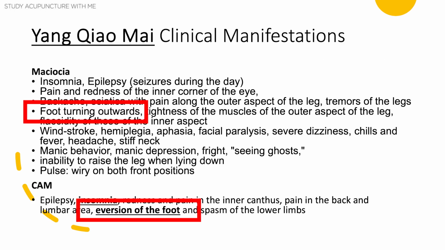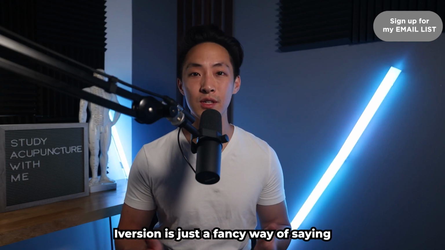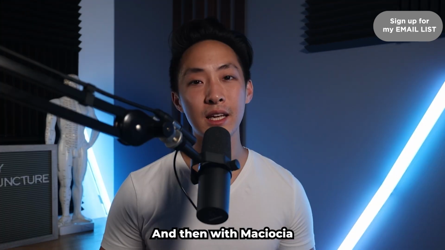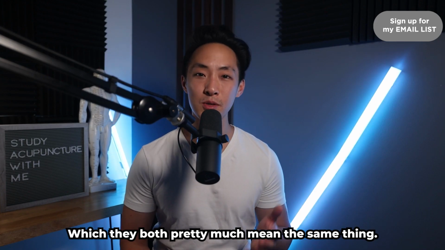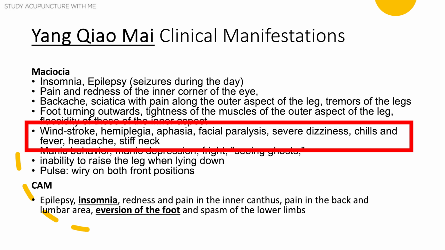Now, Maciocia says that the foot turns outward. CAM says there's eversion of the foot. Eversion is just a fancy way of saying the foot turns outwards. And then with Maciocia, it says tremors, and CAM says spasms of the lower limbs, which they both pretty much mean the same thing. And then Maciocia also has windstroke, hemiplegia, aphasia, facial paralysis, severe dizziness, chills, fever, headache, and stiff neck.